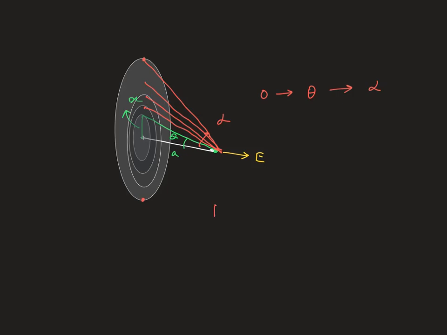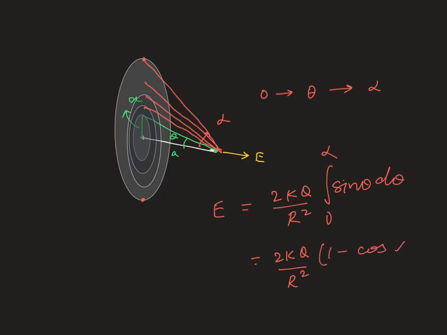So remember what the field was equal to? The field was 2kq upon r squared sin theta d theta, and we integrate it, and now you do remember from where we integrate it? We integrate it from 0 to alpha. So you'll have 2kq upon r squared into 1 minus cos alpha, where alpha is the maximum angle. You can see the maximum angle here.